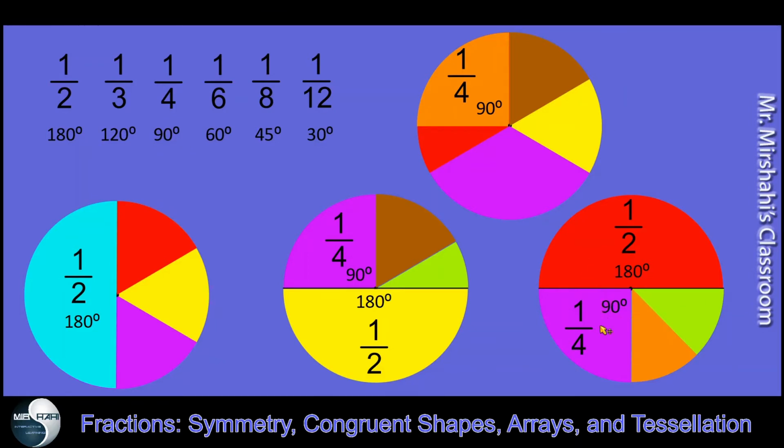Let's look at this one. If these two together are a quarter, remember? Together, they're just like this, a quarter. Now, they are equal in size, so it's like if you have a quarter and you cut it in half, you get 1/8. So each one is 1/8. Which means it's 45 degrees in there.